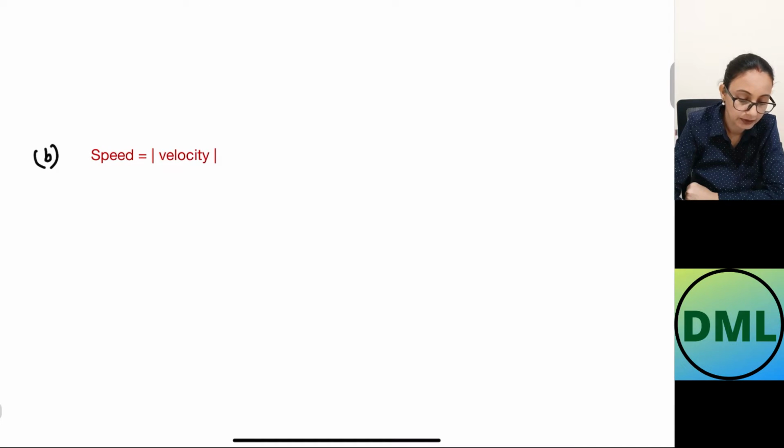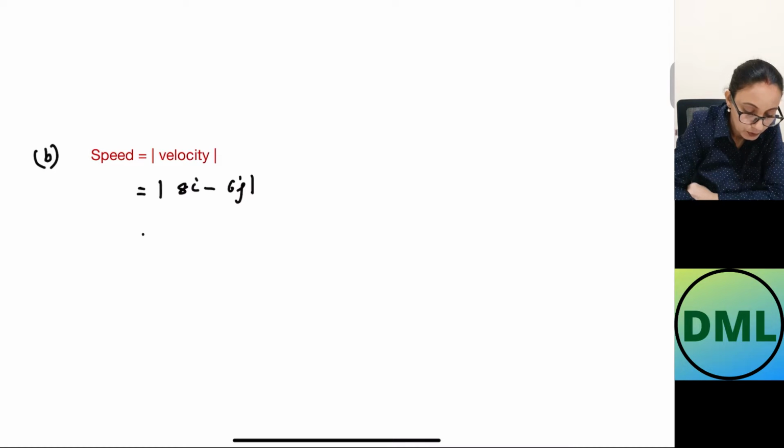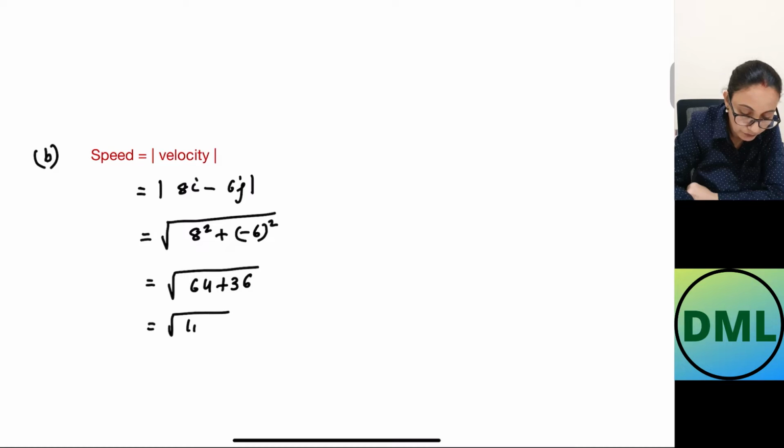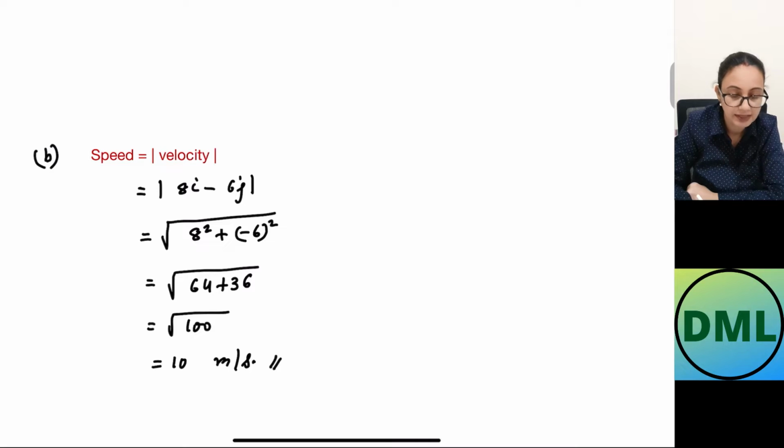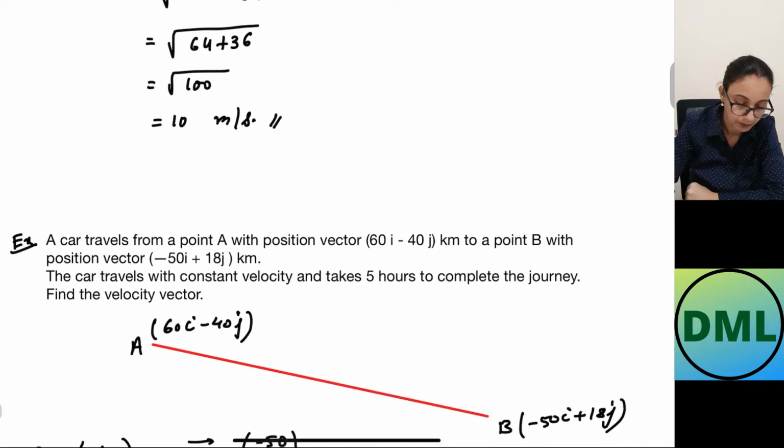Now I need to find out the speed. As you know, speed is the modulus of the velocity. So it will be equal to mod of 8 i minus 6 j, which is equal to root of 8 squared plus minus 6 the whole squared, which is equal to root of 64 plus 36, which is equal to root of 100, which is equal to 10 meter per second. That will be your answer for speed. Let's see one more example.